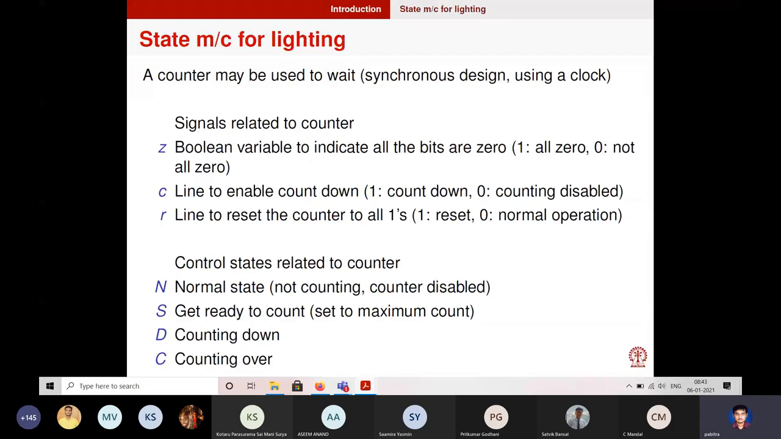And what we'll have is a countdown. That means we'll start from a high value and count down. So C is a variable. We call it a line, which if set to 1, it's counting down. So maybe it's countdown. Then all 0 is not the initial state; it's the final state. If it is countdown, all 0 is the final state. So C means it has begun countdown from the maximum state, and R means a reset.